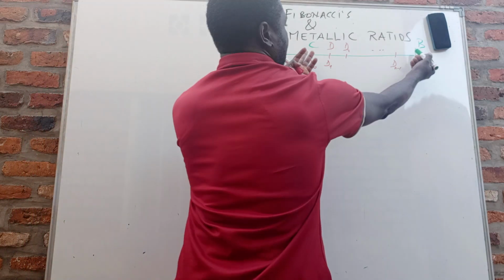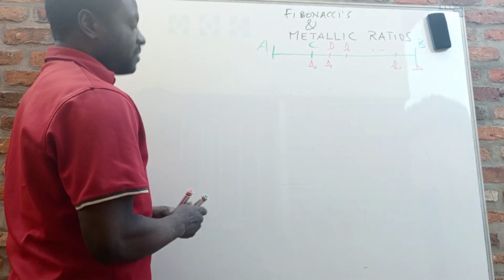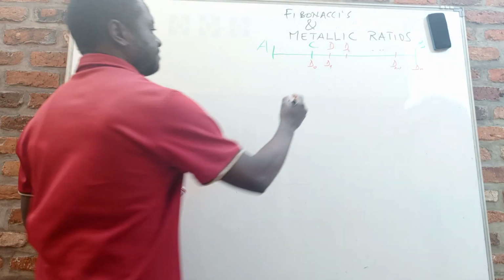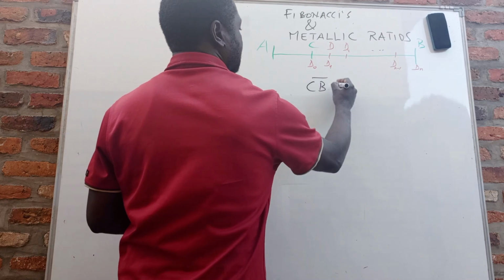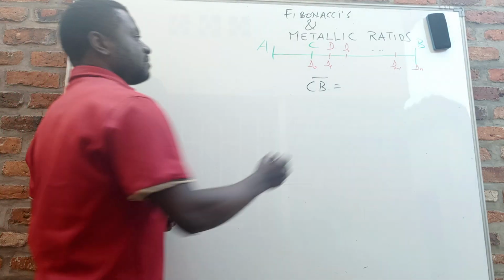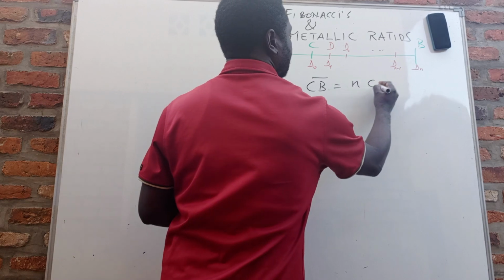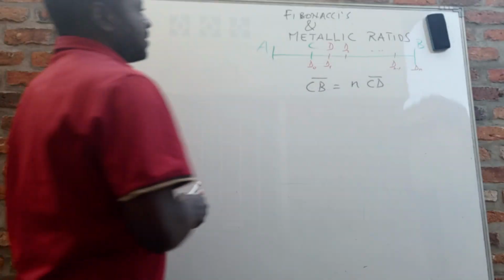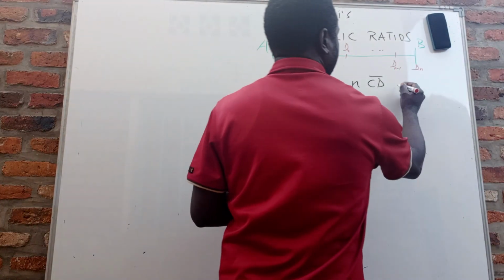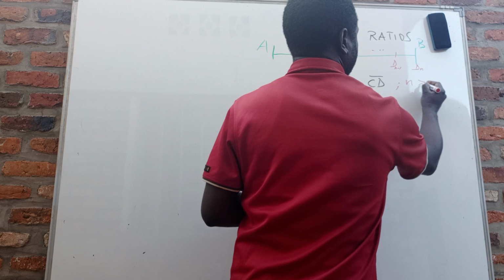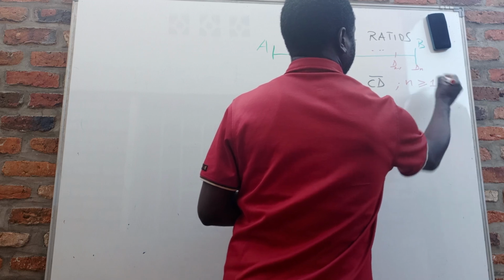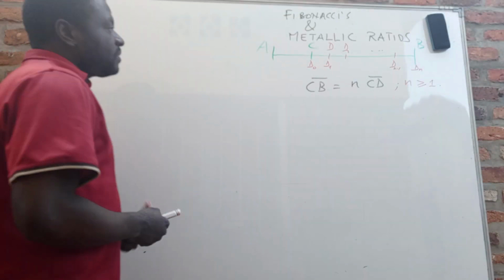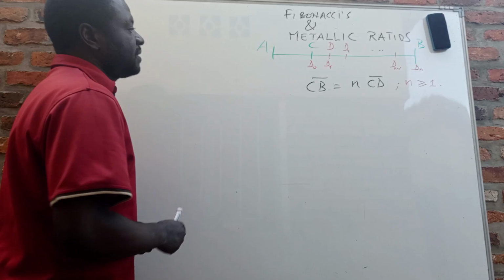If we make equal subdivisions, we can end up with the length CB equal to n times the length CD, with n greater than 1, and so on. In this case, we need another condition.